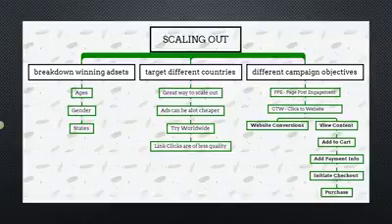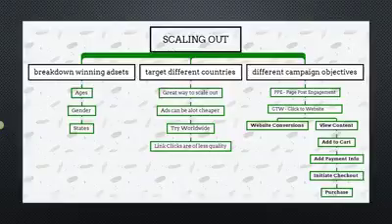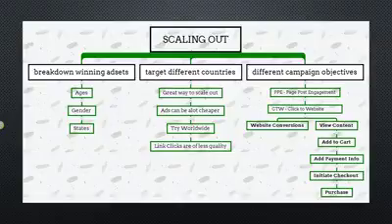Another way of scaling out is by targeting different countries. This is a great way to scale out. You actually find countries that are hitting gold mines, and ads can be a lot cheaper. CPM will be a lot lower because in some of these countries, people are not advertising as heavily as in, say, the United States, Canada, or Australia. So these ads would be a lot cheaper.